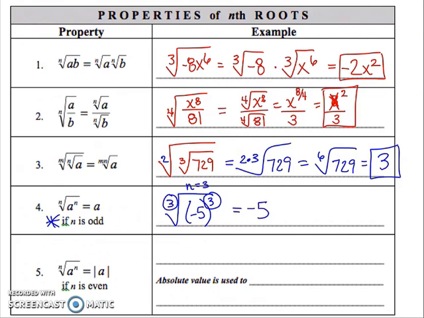Now, what if our radicand wasn't negative? Well, here's another example. What if we have the 5th root of 2 to the 5th power? The exact same thing is going to happen. The 5's are going to cancel each other out, and we're just going to get 2 for an answer.